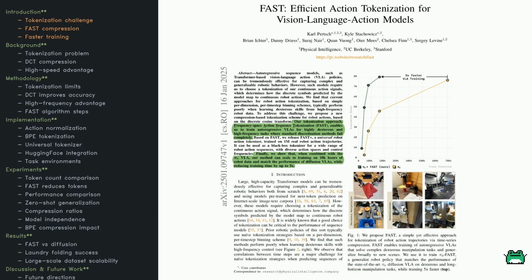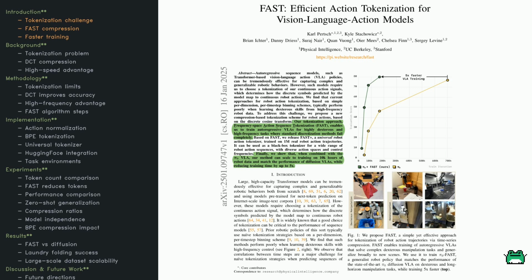Let's start by looking at why tokenizing robot actions even matters. Large transformer models do really well at learning robotic behaviors, but they need a good way to turn continuous actions into discrete tokens. Traditional approaches often just split each dimension of the action space into bins at every time step. The problem? At high speeds, actions become so similar from one moment to the next that the model struggles to learn meaningful differences. Here's where FAST, short for fast action stemming, comes in. It compresses action data before feeding it to the vision language action model.